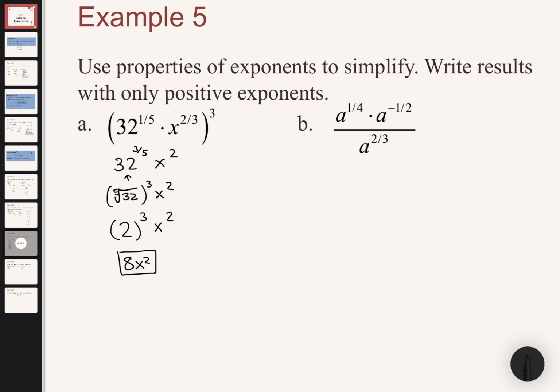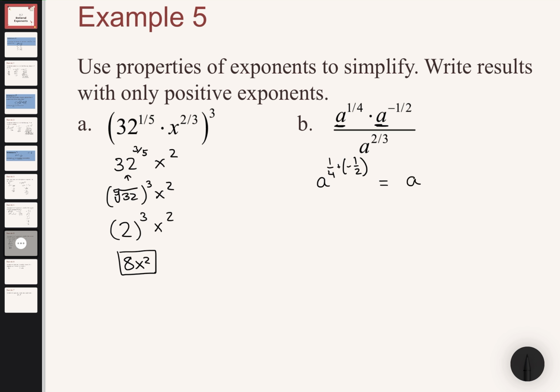All right. Let's keep moving on with this other one. So up top, I have 2 base a terms multiplied. So I would need to add those. So I have a to the 1/4 plus negative 1/2. What would that end up giving us? We said a to the negative 1/4. Awesome. Okay, good. That all is being divided by a to the 2/3.